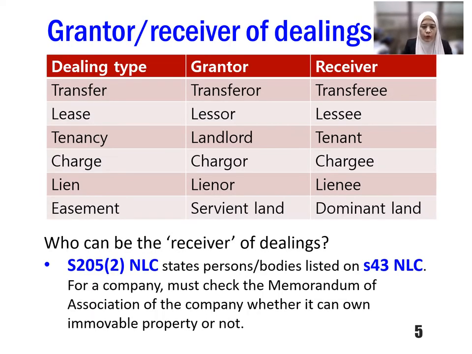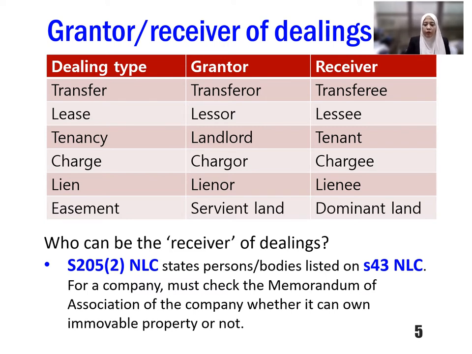Okay, this slide shows you the grantor and also the receiver of dealings. We can see three columns there. The first column shows you the dealing type. The second column shows you the grantor, and on the right hand side, the third column shows you the receiver of the dealings.